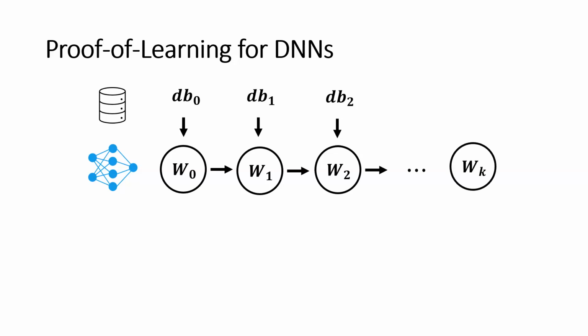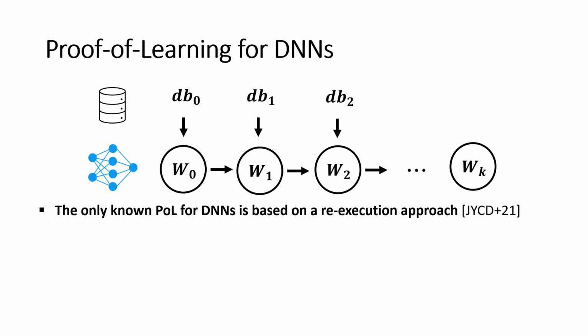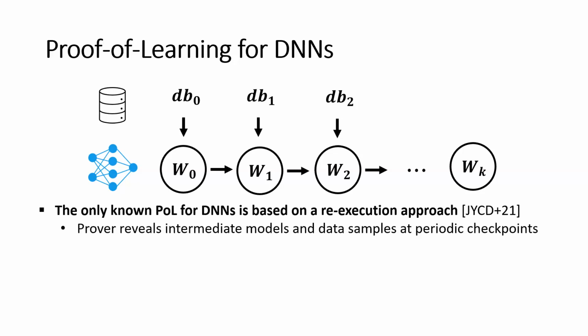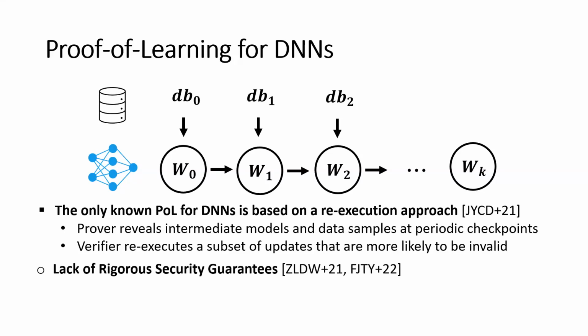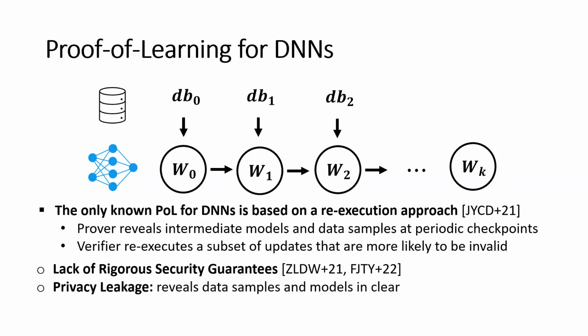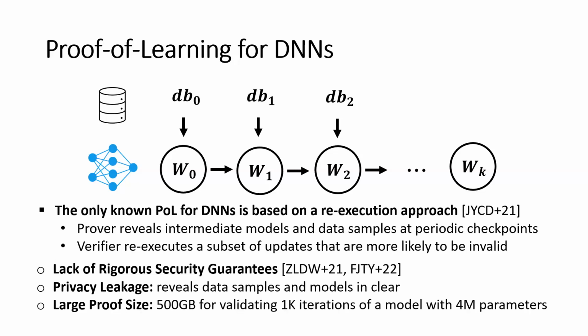And the only existing work is based on re-execution, where the prover reveals some intermediate models and data samples at periodic checkpoints, and the verifier just re-executes the updates to check whether they are correct or not. But unfortunately, there is a lack of rigorous security. This is not a cryptographic work, and recently someone has found practical concrete attacks, and there is no privacy. The verifier should receive data samples and model parameters in plain, and the proof size is very large. For example, for validating 1,000 iterations of a model with 4 million parameters, the proof size would be about 500 gigabytes.